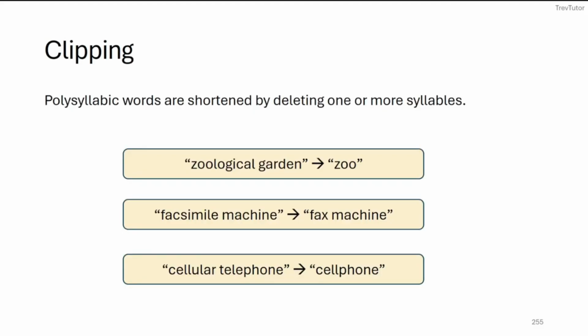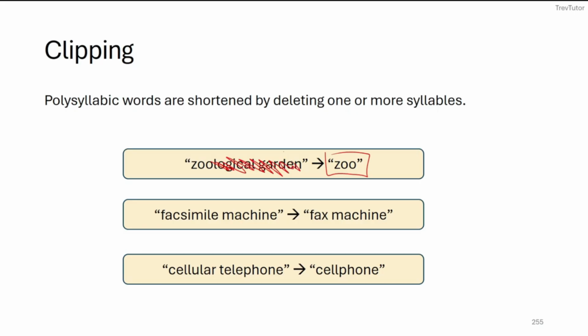Clipping is very common, especially when it comes to giving people nicknames. This is when you take a multisyllabic word and then you just delete one or more syllables from it. So I'm sure a lot of people didn't know that the word zoo comes from zoological garden. It is a clip of that. So in other words, we're taking some part of the word and we're just deleting it.